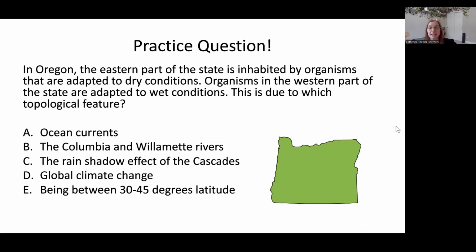In Oregon, the eastern part of the state is inhabited by organisms that are adapted to dry conditions. Organisms in the western part of the state are adapted to wet conditions. This is due to which topographical feature? The rain shadow effect of the Cascades.